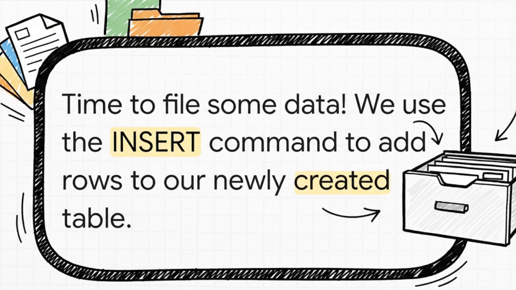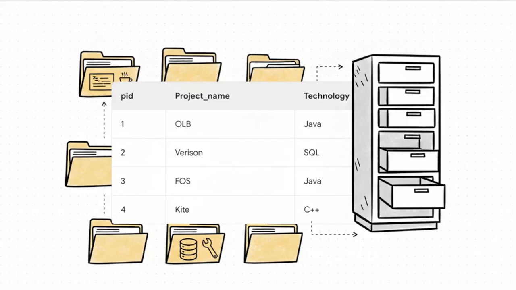We start filing. In the world of SQL, we do this with the INSERT command. This is how we take our raw info and put it right into the structure we just built. And just like that, our table has data. See? Each row is like a new file folder put neatly into its proper spot. We've got project ID 1, which is OLB, and uses Java, and project ID 2, Verizon, using SQL. Our digital cabinet is starting to fill up and actually become useful.